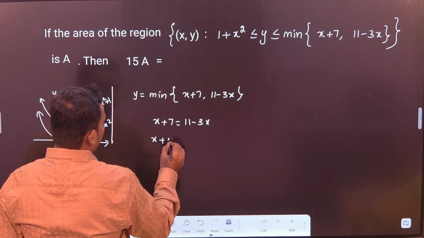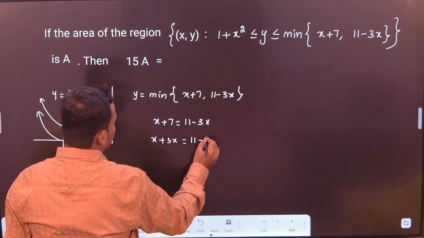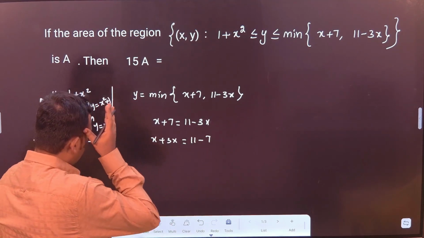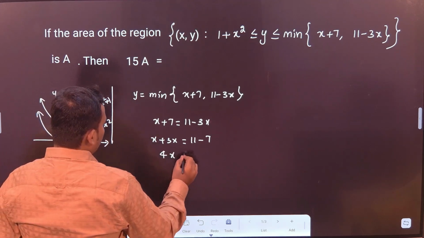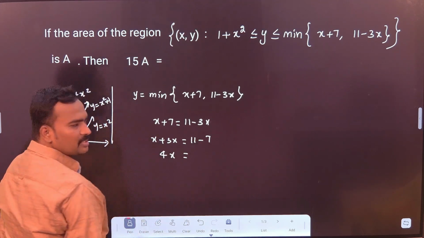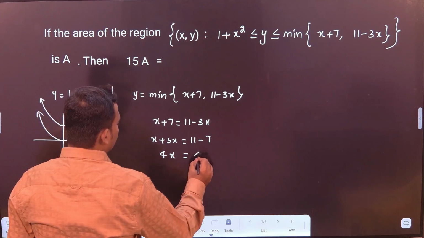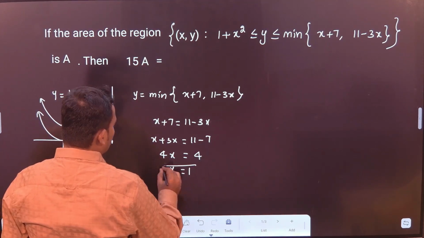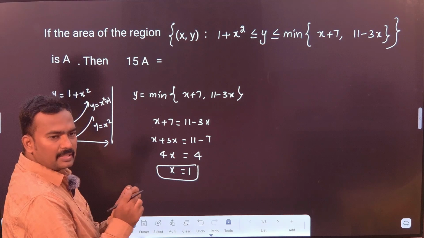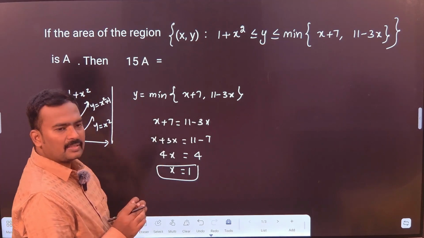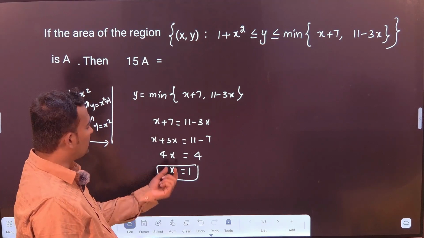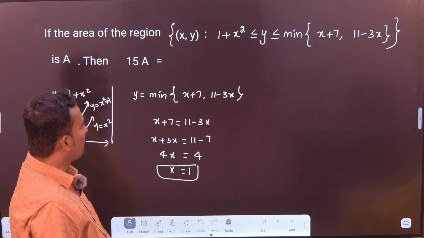x + 3x = 11 − 7. Clear? This is 4x equal to, so 11 − 7 is what? 4, right? Therefore, x = 1. x + 7 and 11 − 3x intersect at which point? x = 1. Clear?